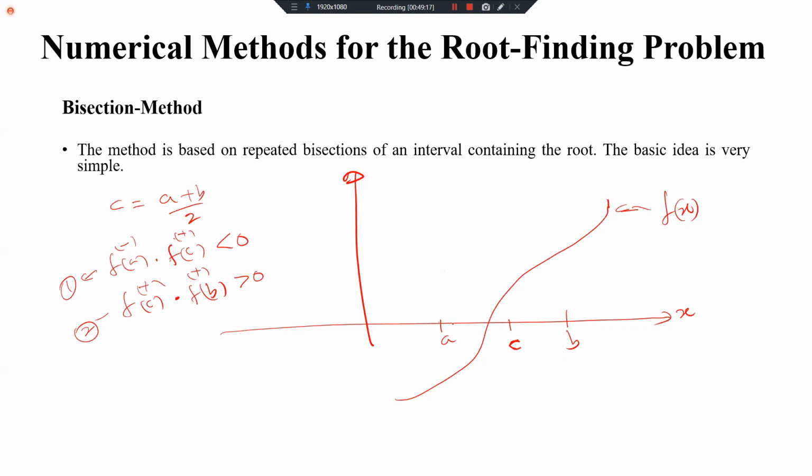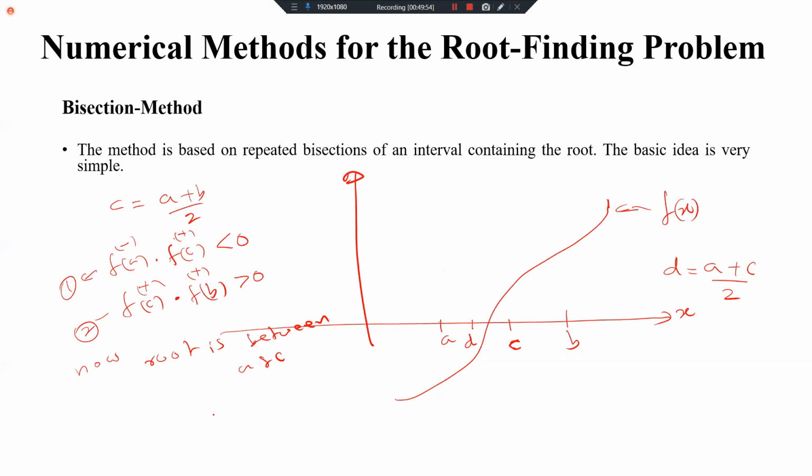Now you can see that the root is between A and C. It is clear, no? Next, what we are going to do is get another value, that's (A plus C) divided by 2. Let's say here D is here.